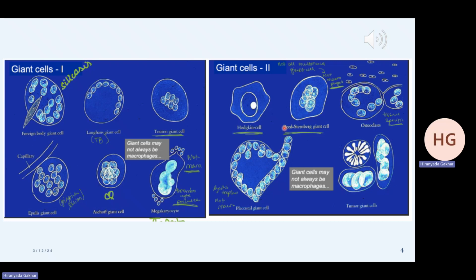And then tumors also form giant cells. So all these things can be a differential for a particular thing that you are seeing under the microscope. So you need to remember that there are different kinds of giant cells, and also that not all giant cells are formed from macrophages or are macrophages.